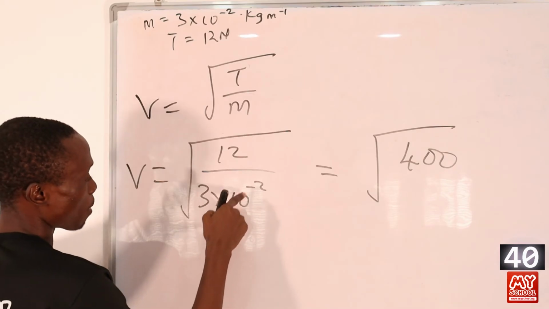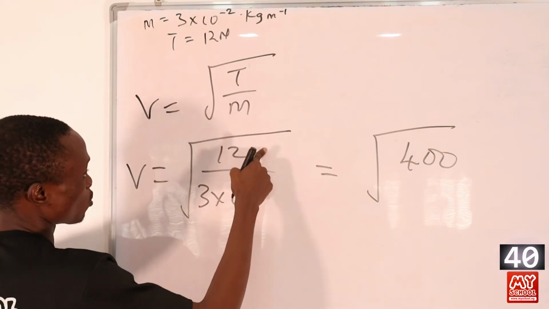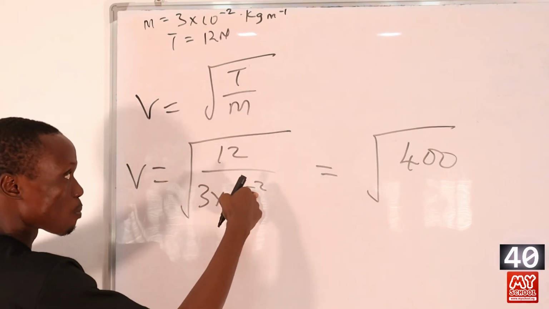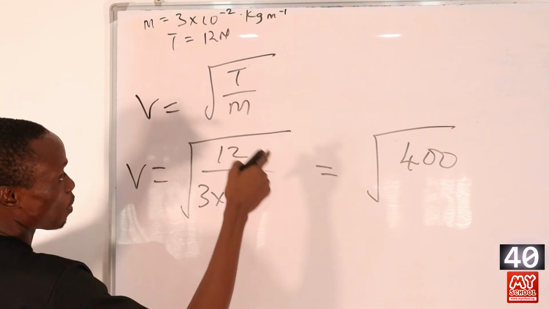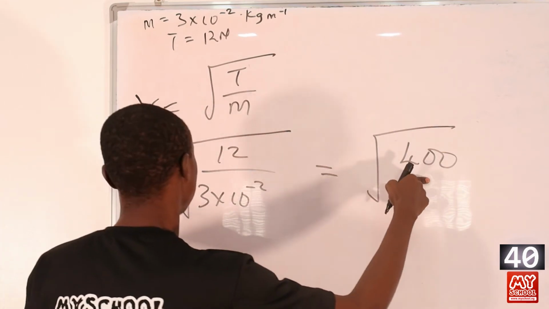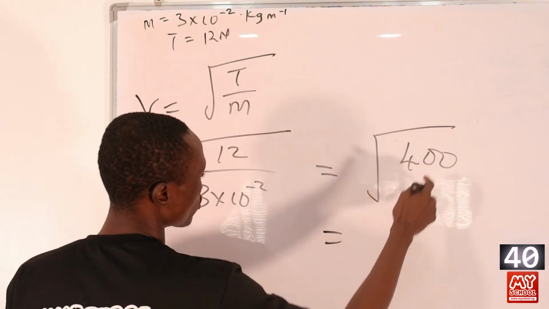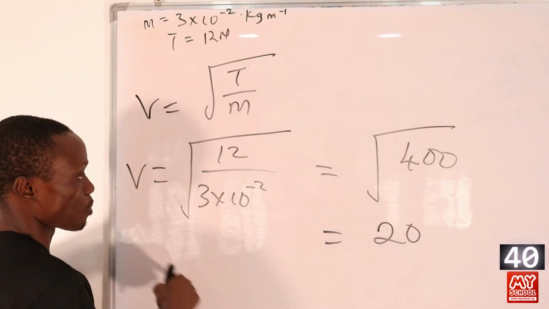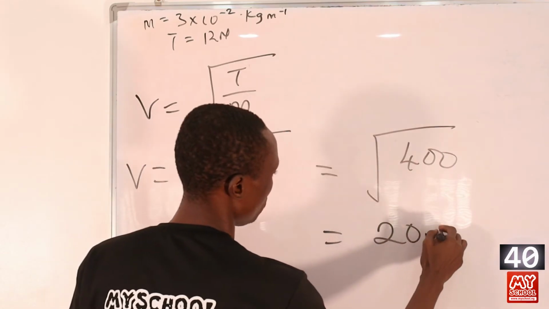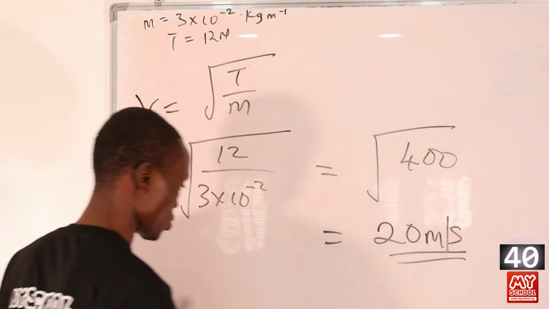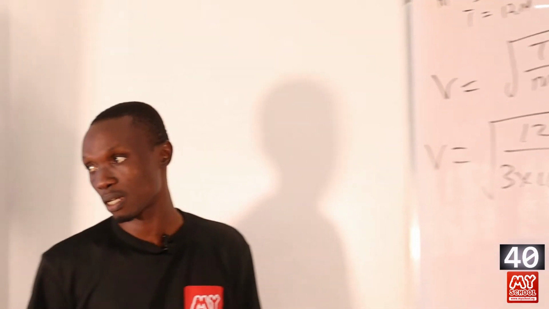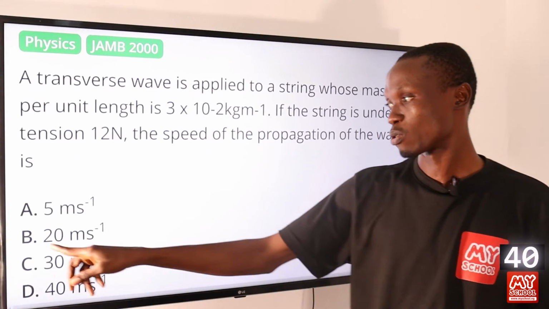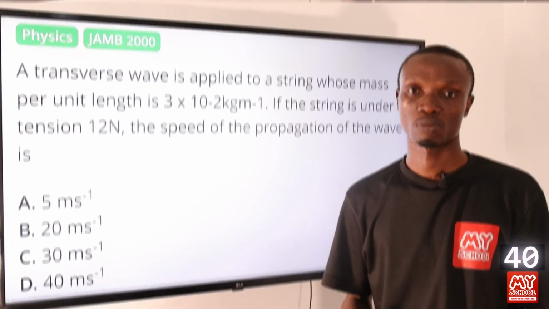Since this is raised to power minus 2 in the denominator, if I move it up, it changes to plus, so that will be having 4 times 10 raised to power 2, and that will be equal to 400. The square root of 400 is equal to 20. So the velocity of propagation of the wave is equal to 20 meter per second. Let's return to the screen to pick the answer. Our answer is 20 meter per second, and that makes option B the correct answer to this question.